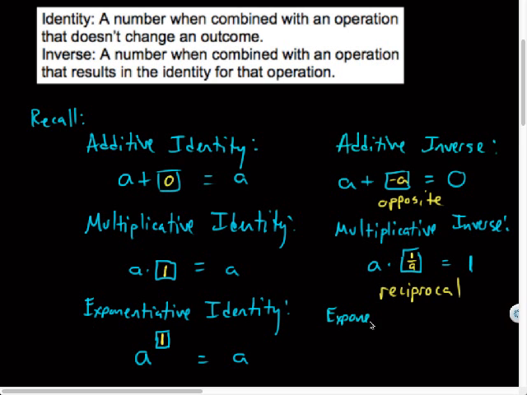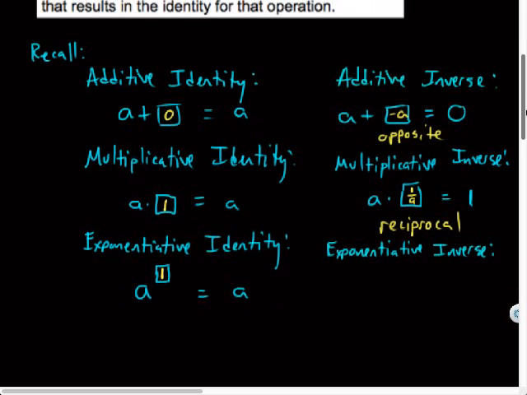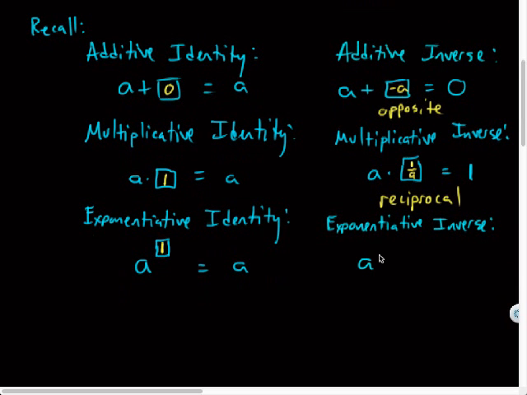So the exponentiative inverse would be A to what power would give me the exponentiative identity, which is 1. So A to what power is 1? 0. Exactly. So that one's not an opposite or a reciprocal, but the zero power property kind of justified that.